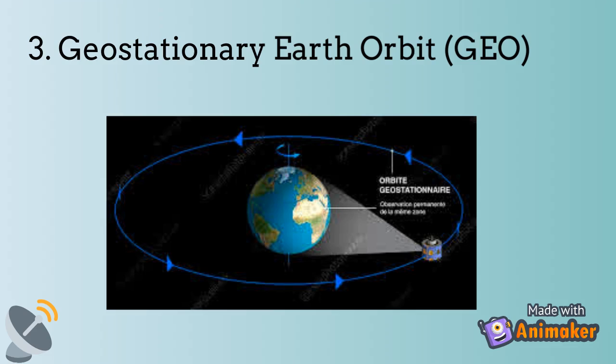3. Geostationary Earth orbit, GEO. These satellites are in orbit 35,863 kilometers above the Earth's surface along the equator. Objects in this orbit revolve around the Earth at the same speed as the Earth rotates. This means geosatellites remain in the same position for infinite time relative to the surface of Earth. Communication satellites and weather satellites are given this orbit.